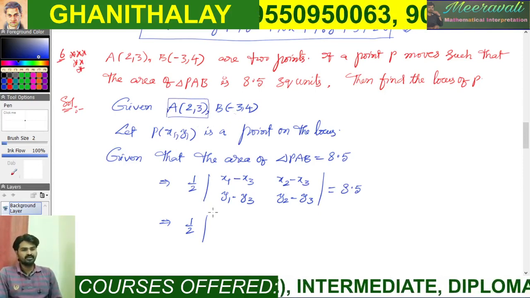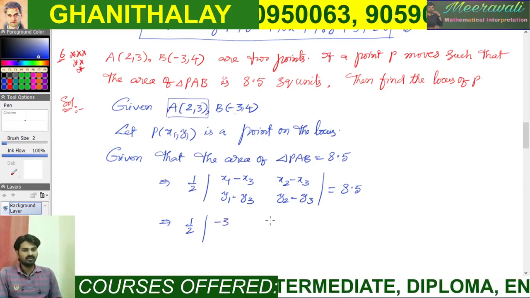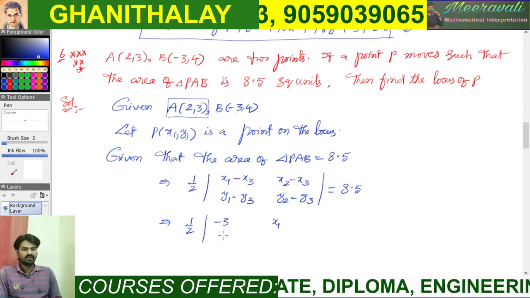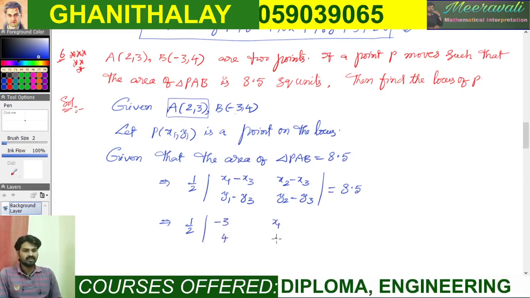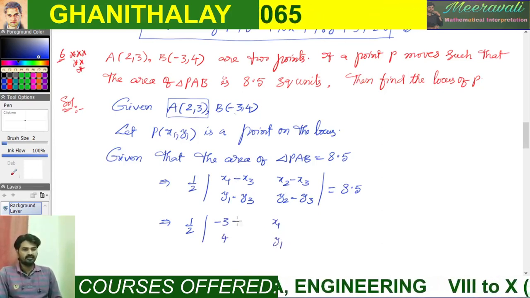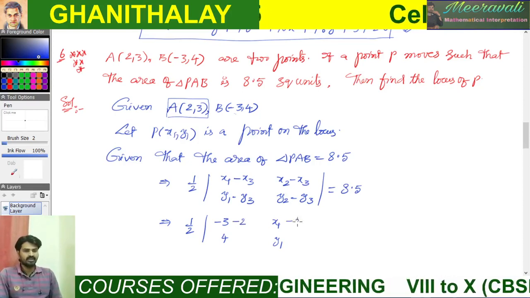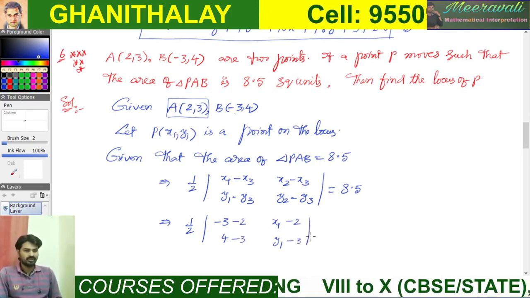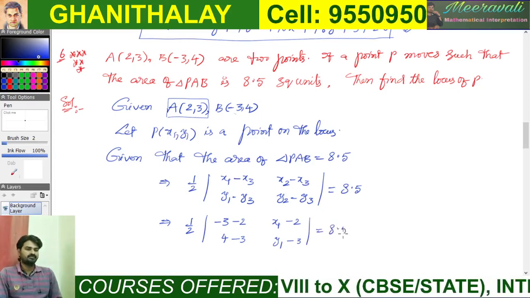So what is the x coordinate of B? Minus 3, y coordinate of P? x1. Next one, y coordinate 4. Next here y1. Now the moving point, what is that? A point. That will be x coordinate from the x coordinate, y coordinate from the y coordinate. Okay, this is the simplest method.